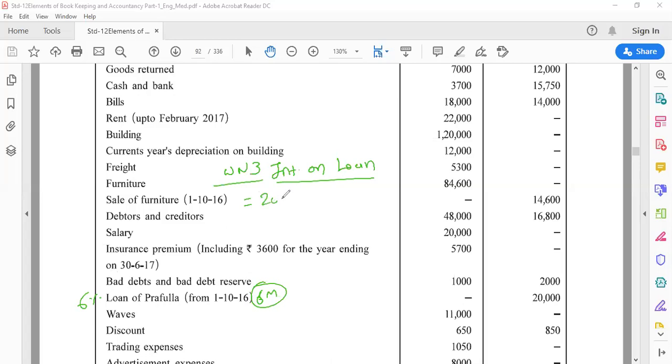Total loan is 20,000 into 6% for 6 months.